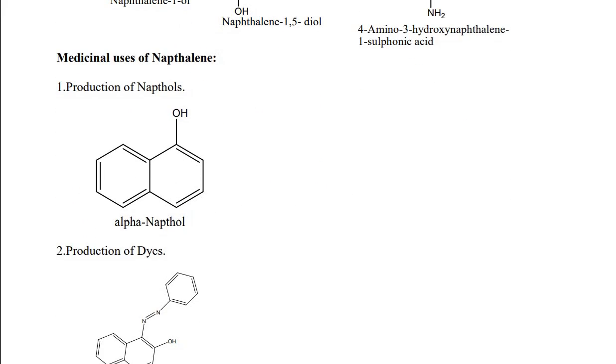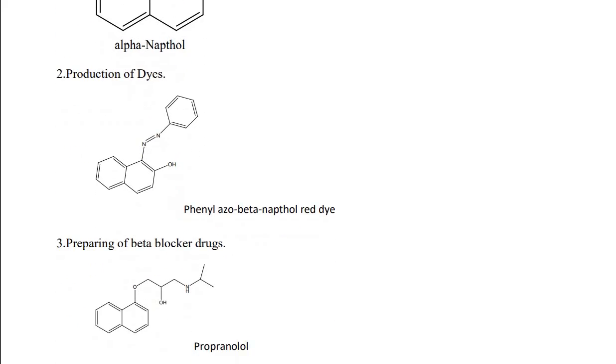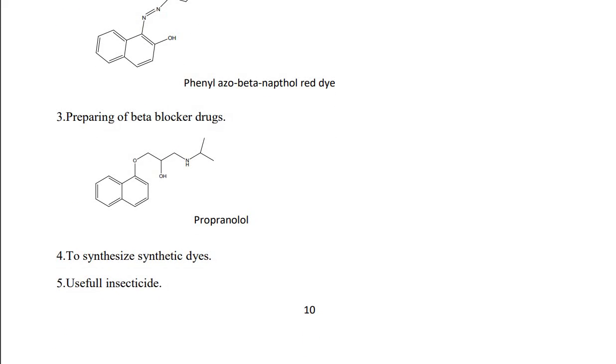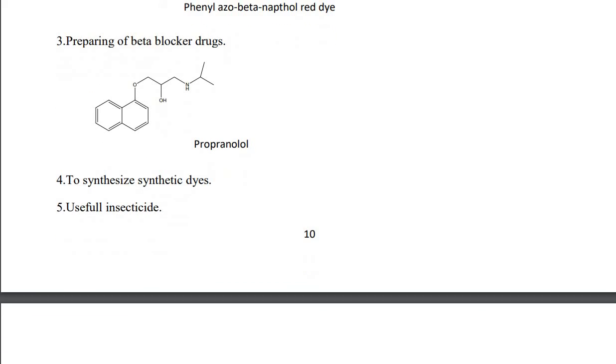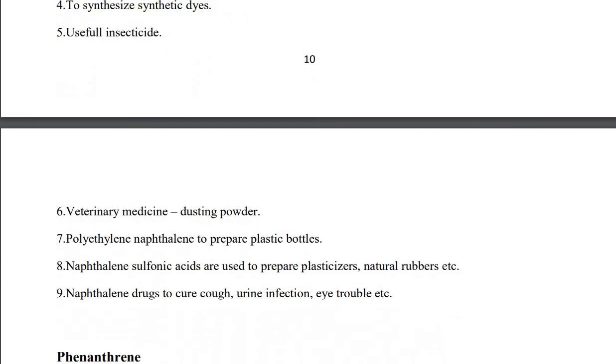Now, medicinal uses of naphthalene. Production of naphthols, alpha-naphthol; production of dyes, phenyl azo beta naphthol dyes; preparation of beta blocker drugs, propranolol; and to synthesize synthetic dyes, and useful in insecticide.